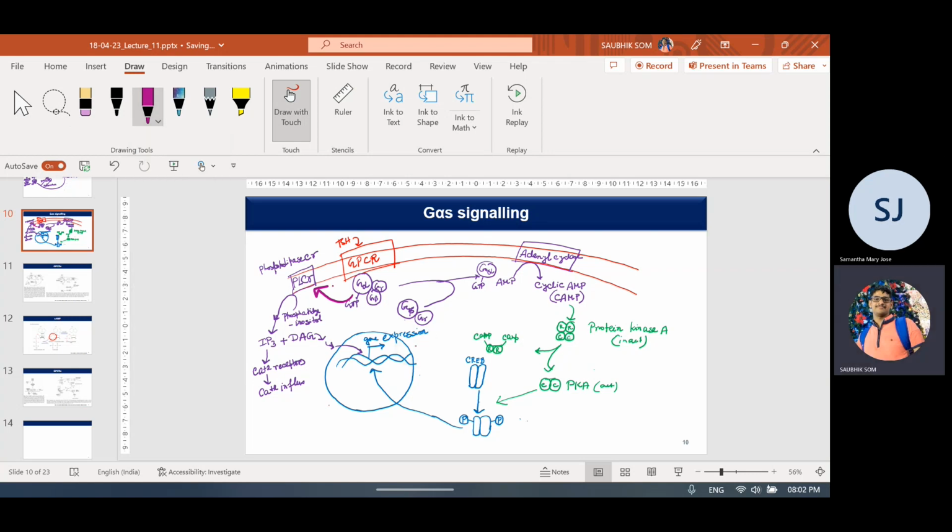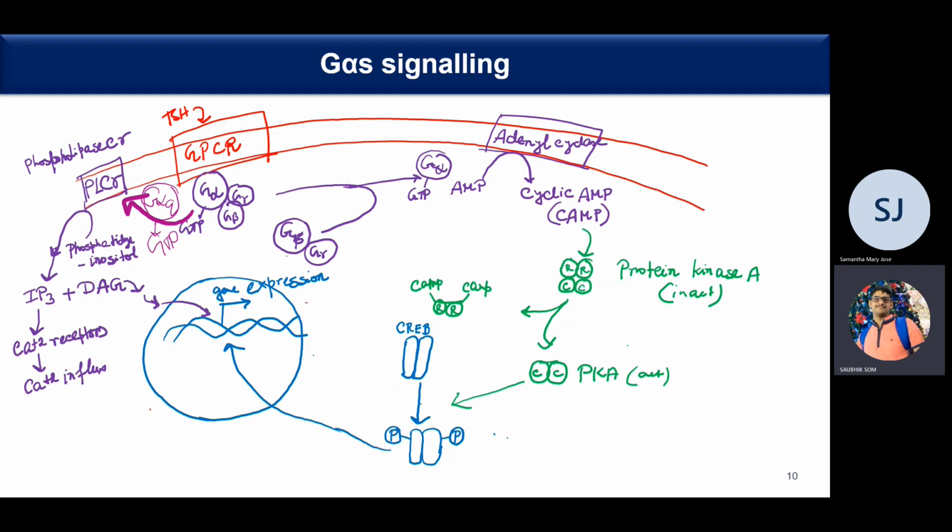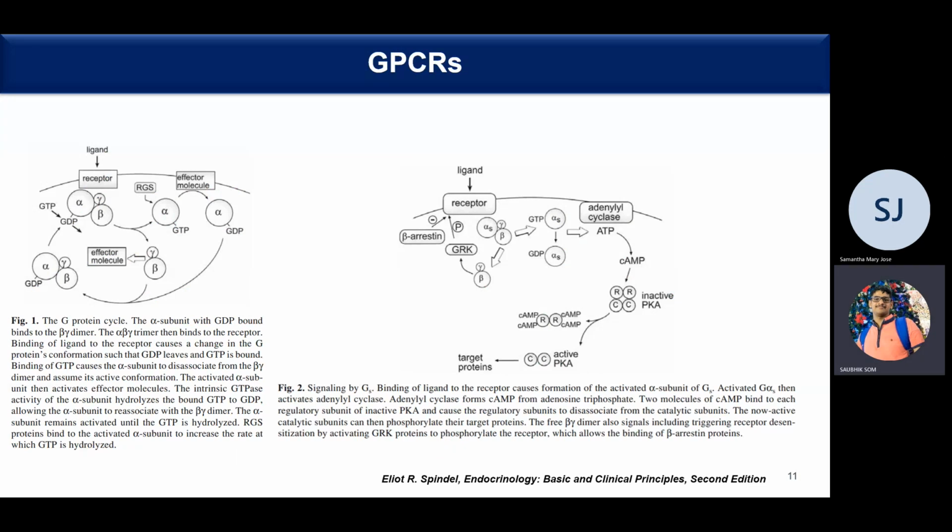If it is a G alpha Q signaling instead of G alpha S, so G alpha Q GTP goes and activates the PLC gamma, and which finally activates like IP3, calcium receptors and DAG. Okay, and so this is how the whole thing is shown.